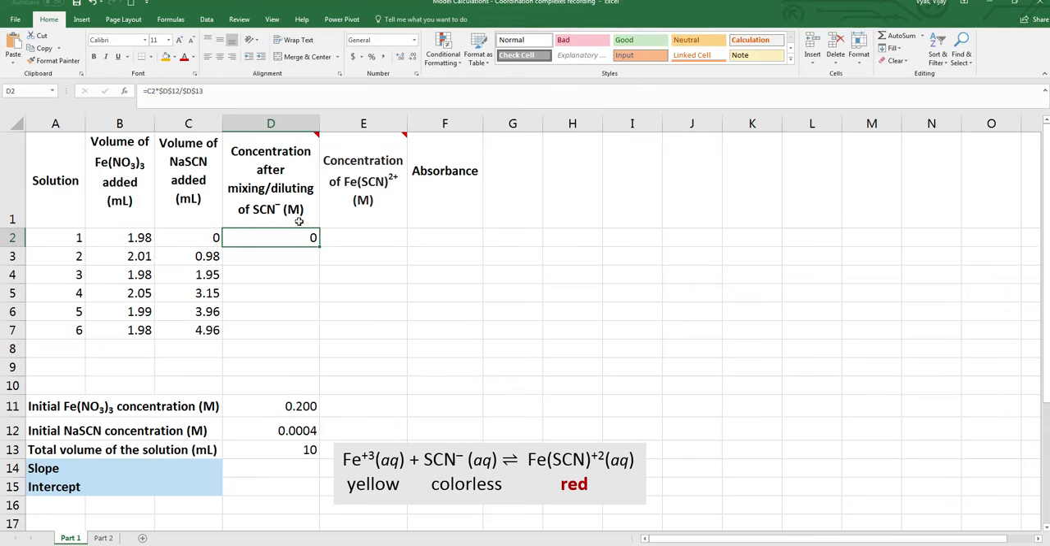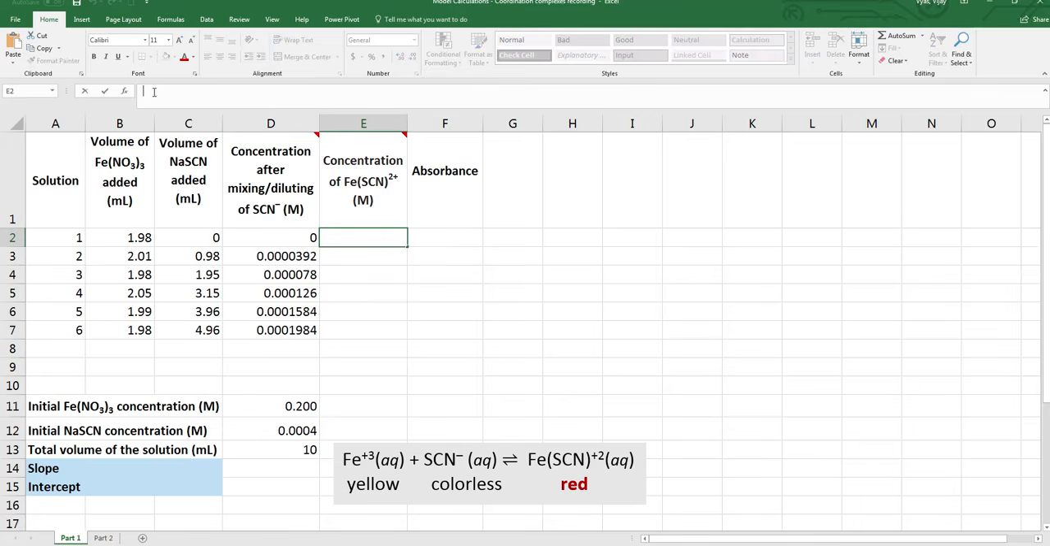That calculates the concentration, and you want it for all of them. Go to the corner and double click, and that will give you the concentration of thiocyanate in all these solutions. Now, as we said, this is your limiting reagent, so whatever concentration you have here, the same will be the concentration of iron thiocyanate. So what we do in this cell is simply equal to whatever we have here, and just hit enter, go to the corner, double click, and that is the concentration.